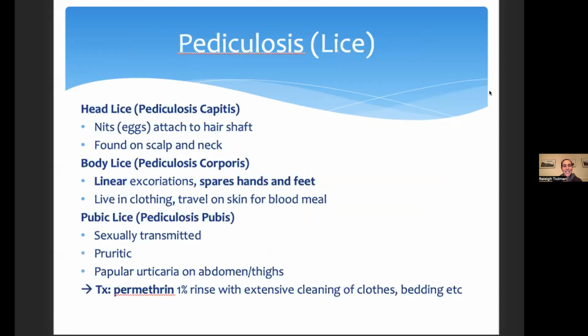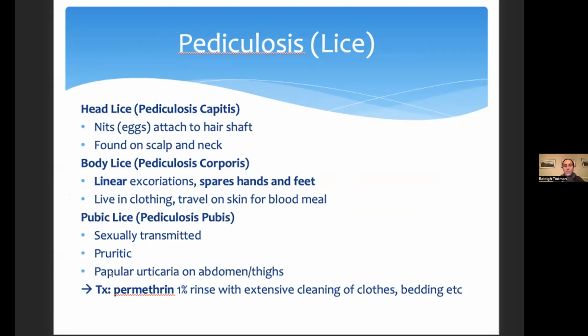Then there's lice, which somehow falls into derm, although it's not exactly derm. Head lice: nits or eggs attached to the hair shaft that are usually found on the scalp and the neck where there's hair. Body lice: you'll see linear excoriations, which spare the hands and feet, which is good to keep in mind. They live on the clothing and travel on the skin to get blood and then hide in the clothing again. So this is something we might see in our undomiciled or shelter patients, just because it's very hard to clean your things in that social situation and very easy to spread.